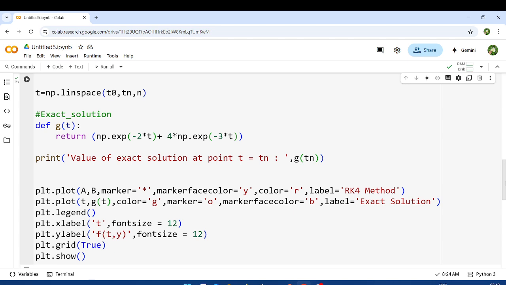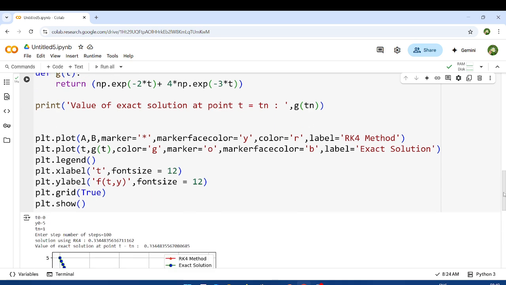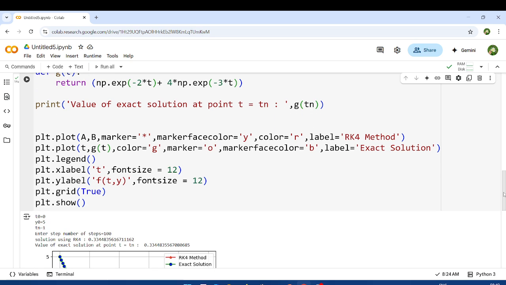And then I have plotted this function, that is plt.plot a comma b, and I have also plotted the exact solution, that is plt.plot t comma g of t, and plt.legend, plt.xlabel for labeling the x-axis and plt.ylabel for labeling the y-axis, and plt.grid for the rectangular grid and plt.show for showing the function. And I will run the code.